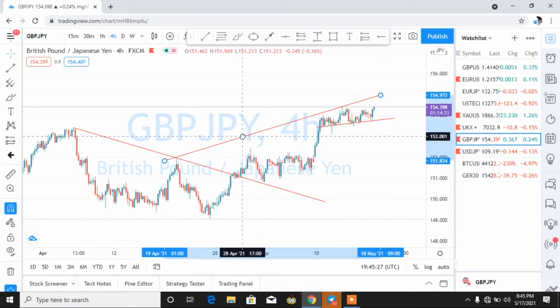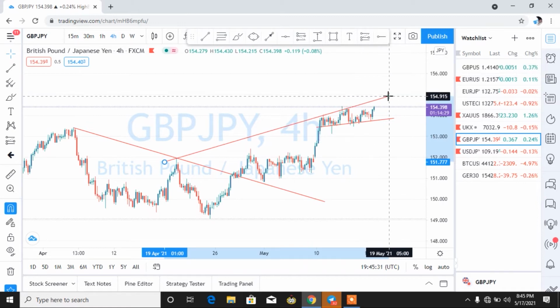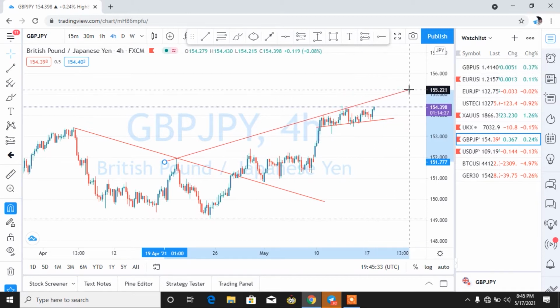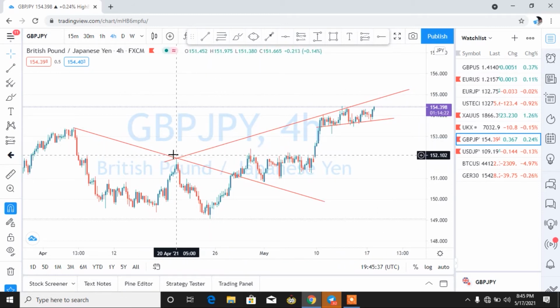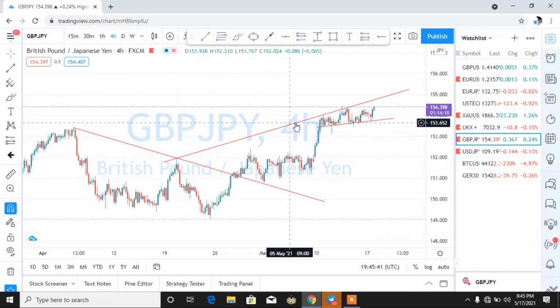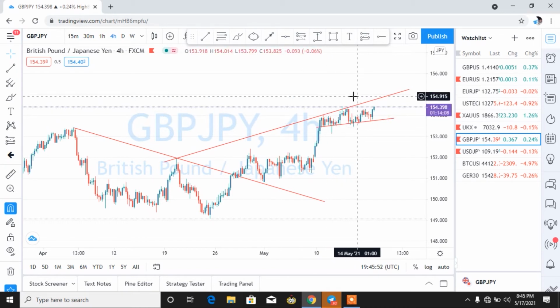Okay, so we have a trend line here. So this is also a trend line here. This was our first touch, our first high, and our second high, and our third high. So the higher the touch is, the more valid the trend line becomes.